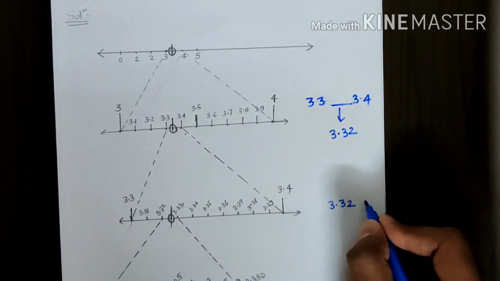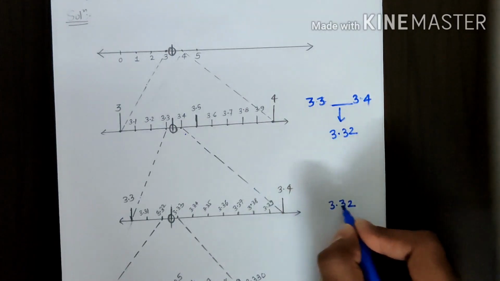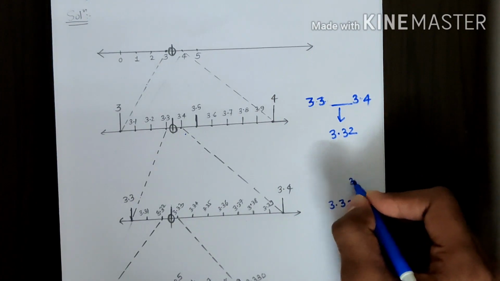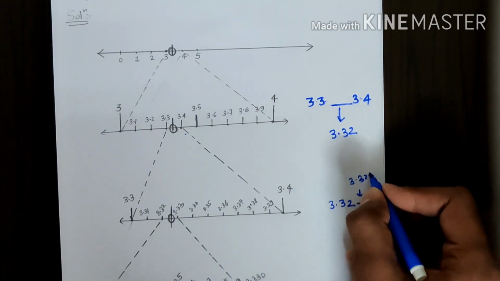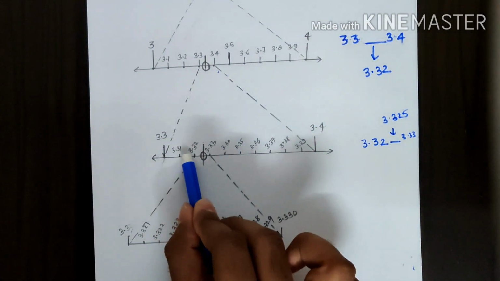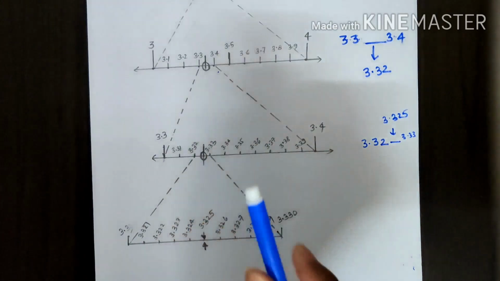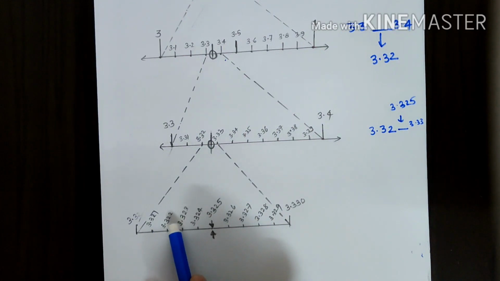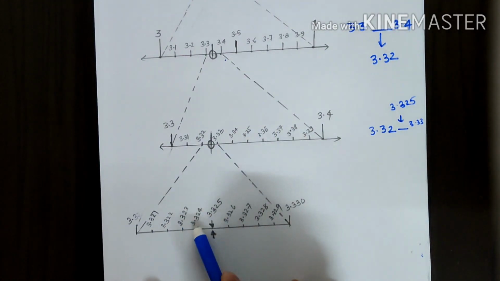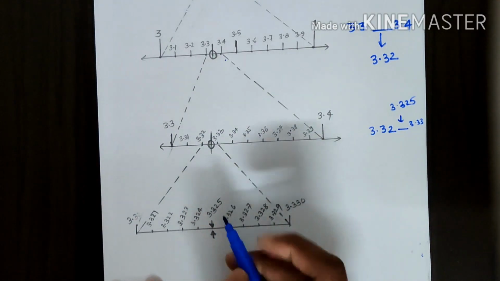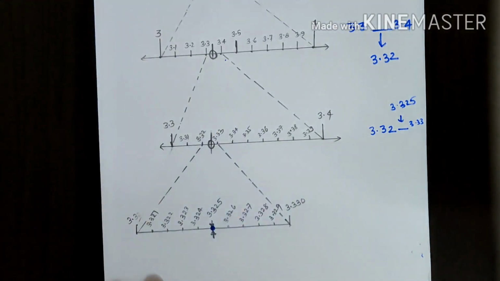So here we are done with 3.32. So in between 3.32 and 3.33, what will come? 3.325. So again we need to magnify. So we will magnify 3.32 to 3.33. Again 10 parts: 3.321, 3.322, 3.323, 3.324, 3.325. This is our point which we need to represent on the number line.